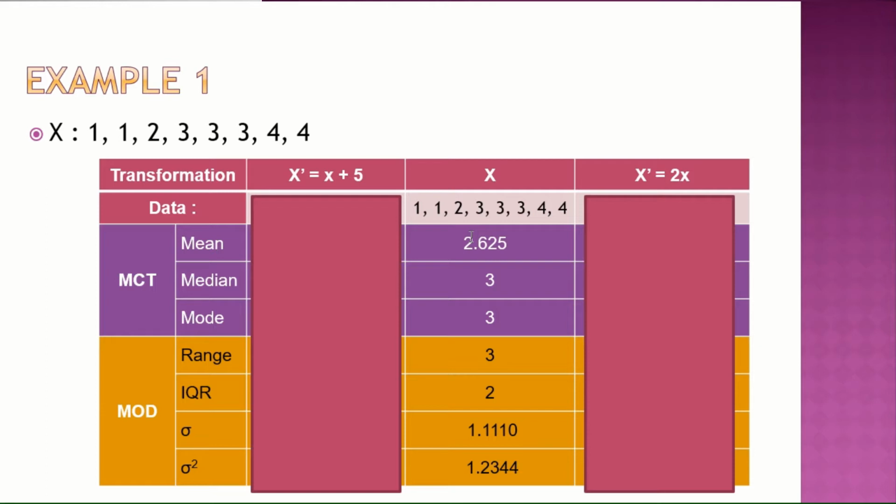Then what I want you to do is add 5. So if you add 5, what will happen? Your mean also will add 5. Your median also will add 5. Your mode also will add 5. But range, interquartile, all these, no effect.